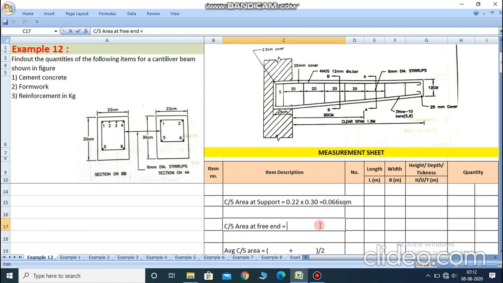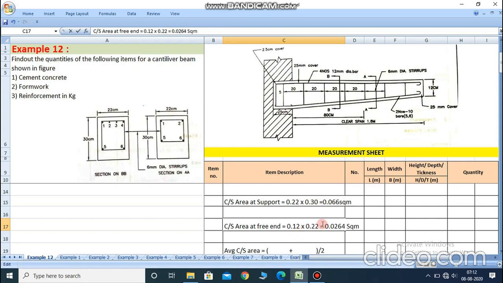Similarly, the cross section area of the free end. We have calculated this portion, and now we calculate the cross section area for this portion. Here 12 centimeter thickness is given and 22 centimeter width is given. So 0.12 multiplied by 0.22, and we get the answer 0.0264 square meter.